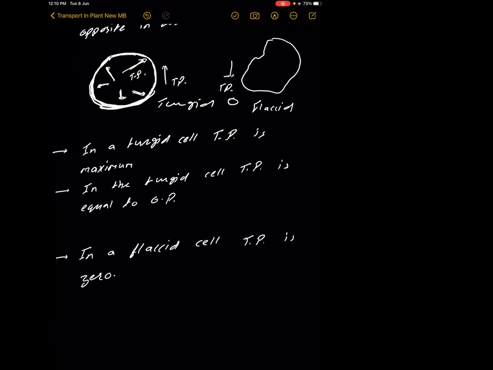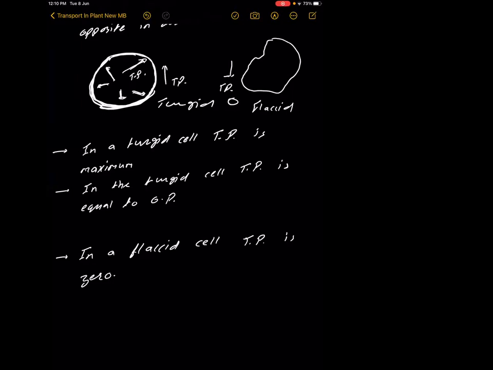And the cell becomes turgid, completely stretched. Maximum stretching occurs. That condition is called a turgid cell. Here turgor pressure is high. The pressure exerted on the wall is maximum, so the cell becomes turgid now. So this is a turgid cell, because of turgor pressure.